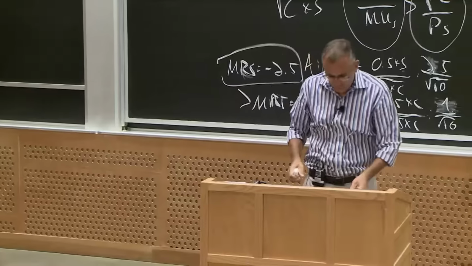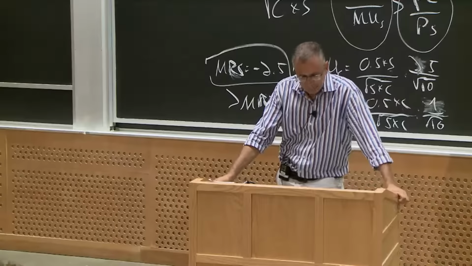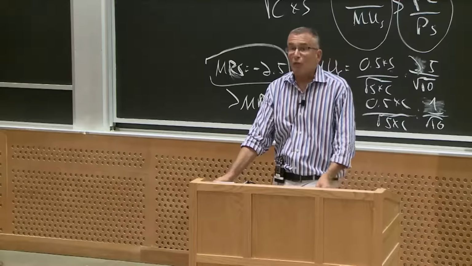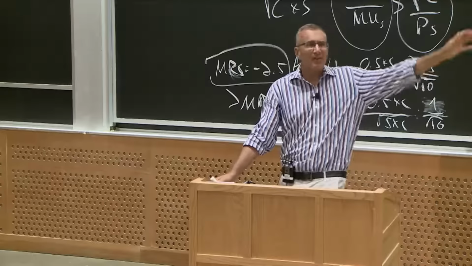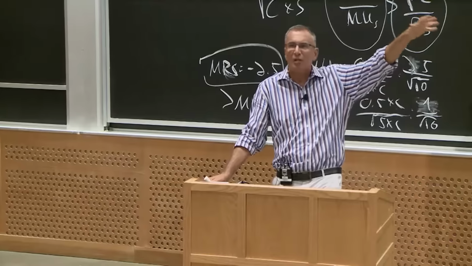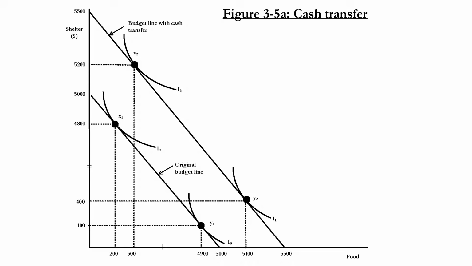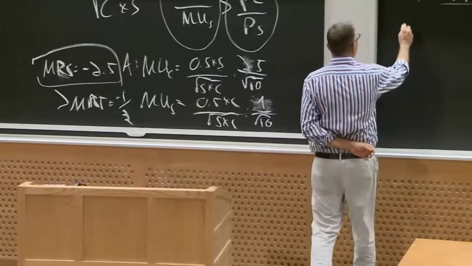So to do this, let's go to figure 3-5A. Let me walk you through this figure. This is sort of multiple things. If I had a projector, it'd be done in animation. There's multiple things going on in this figure, okay? We have an original budget constraint. Imagine someone has $5,000. Imagine someone has an income of $5,000.